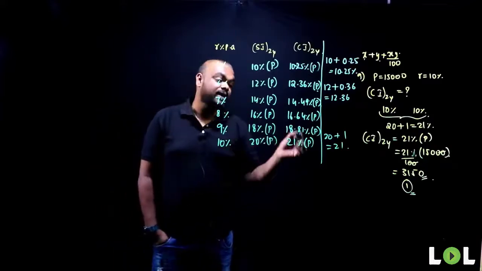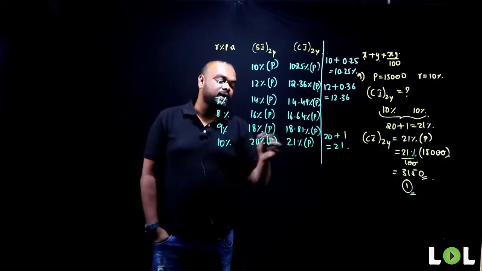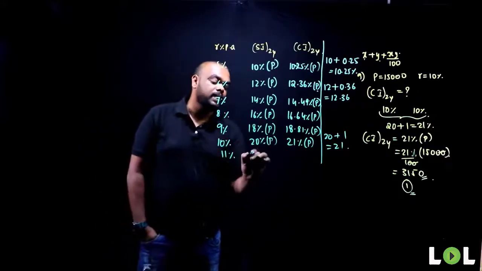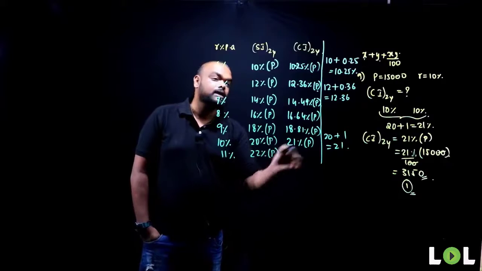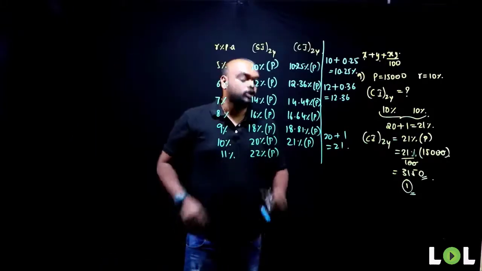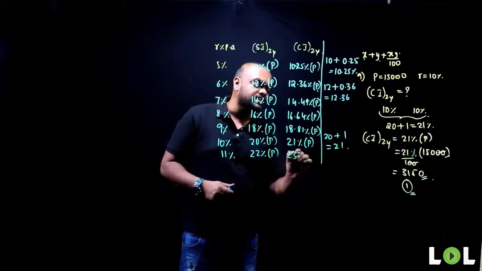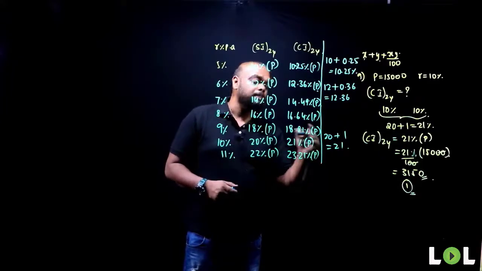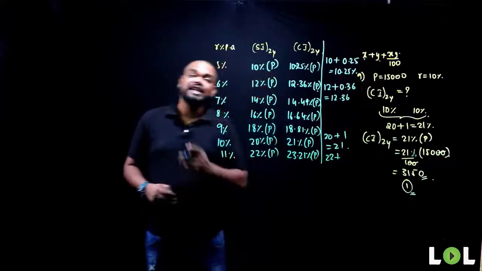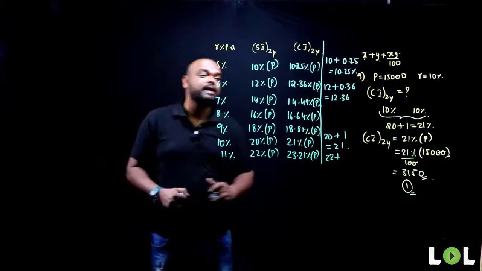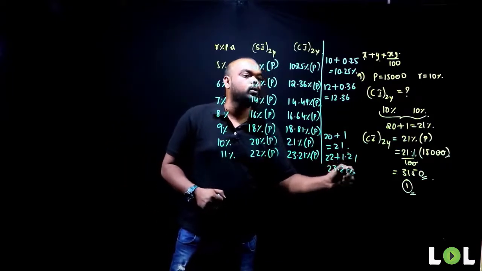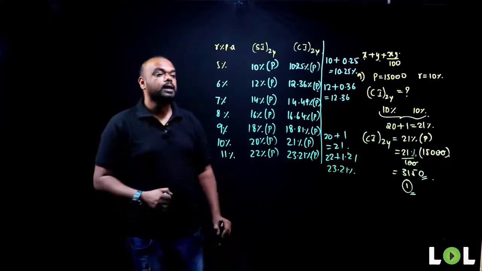Not 20%. Directly, calculate for 11%. Interest. 23.21 this time. Why? 11 plus 11, 22 plus 11 into 11 is 121. 121 by 100 is what? 1.21. Altogether 23.21%. Vimala, perfect. Madhuri, right answer, guys.